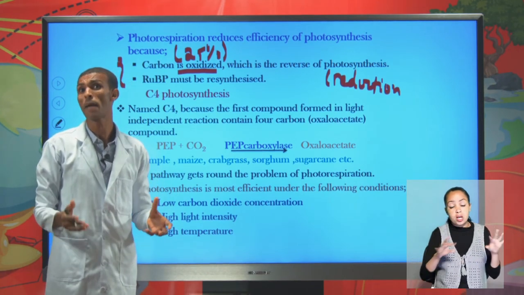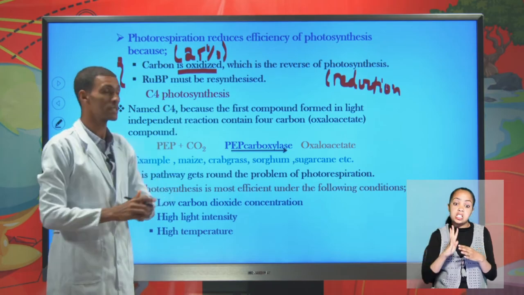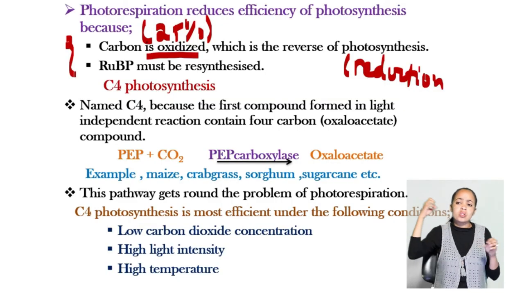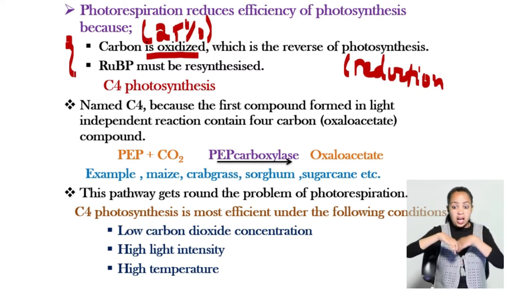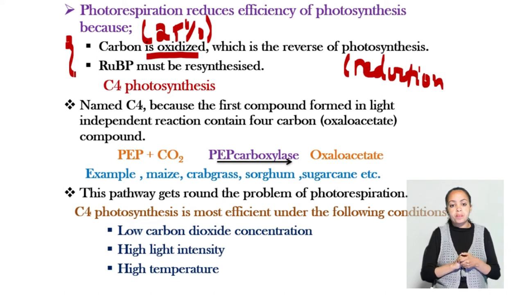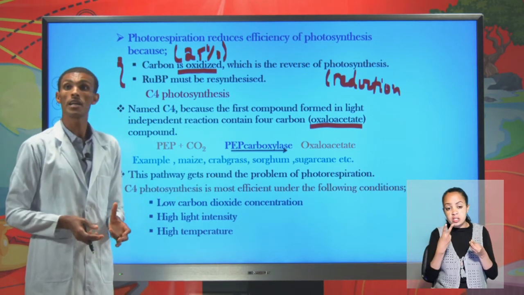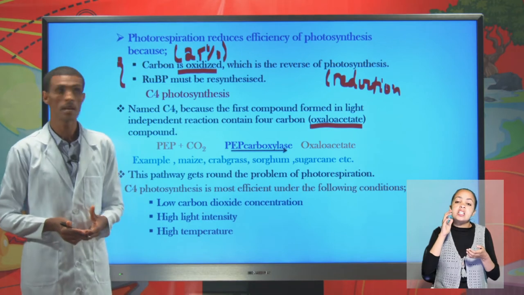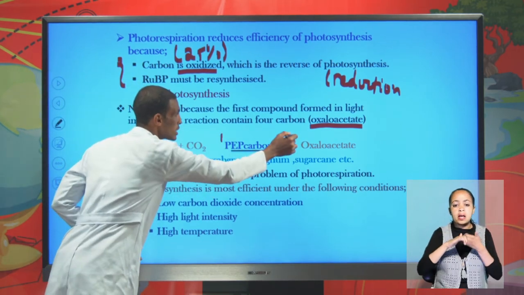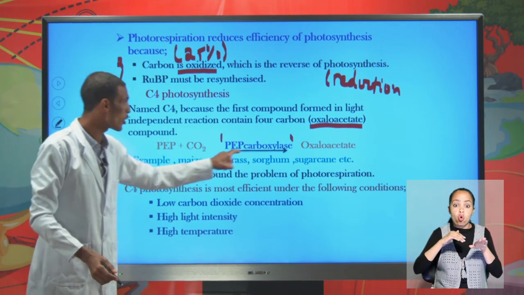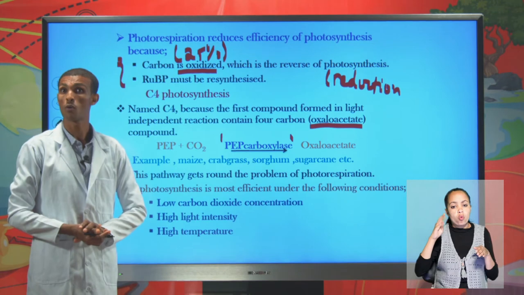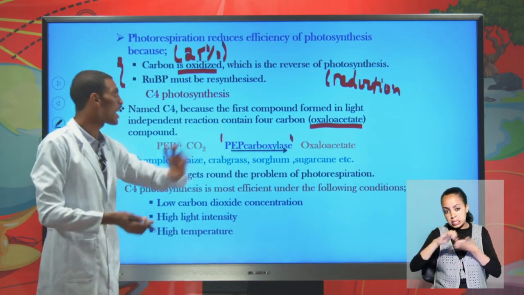Another very important type of photosynthesis is C4 photosynthesis. This type of photosynthesis is largely experienced in tropical environments, including Ethiopia. These plants are considered C4 because the first compound formed in the light independent reaction contains a 4-carbon molecule called oxaloacetate. In addition, we have seen there is an enzyme that catalyzes C3 photosynthesis. Here too, there is an enzyme that catalyzes C4 photosynthesis, which we call phosphoenol pyruvate carboxylase, or PEP carboxylase.